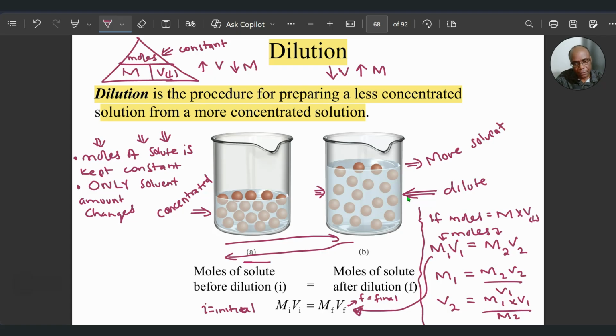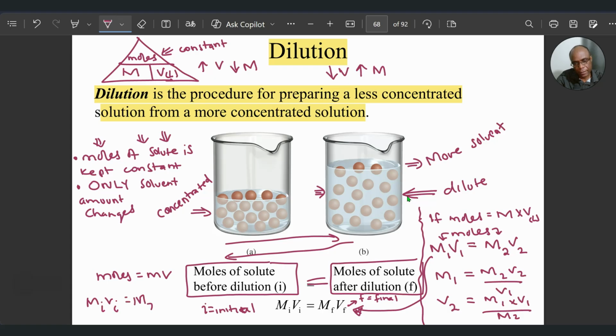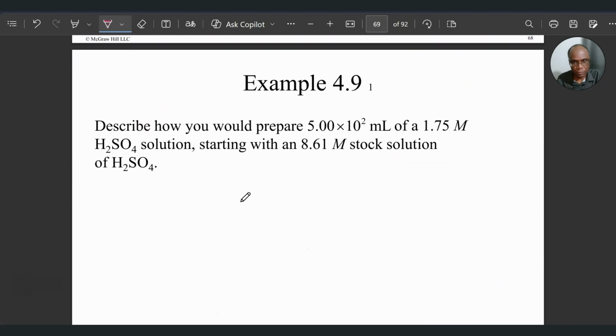So we are saying moles of solute before dilution must be equal to moles of solute after dilution, and we know that moles equals MV, which is why we can work with MiVi equals M2V2, or rather equals MfVf. Let us look at an example.